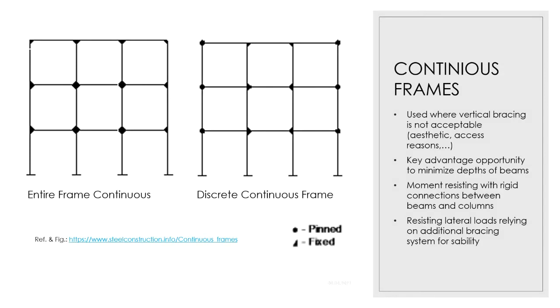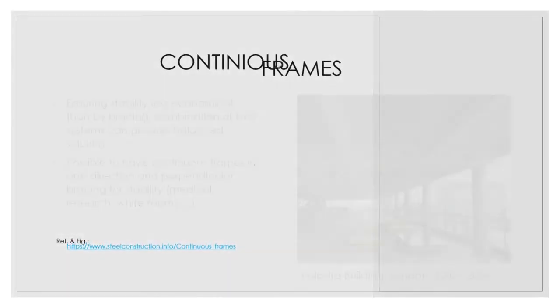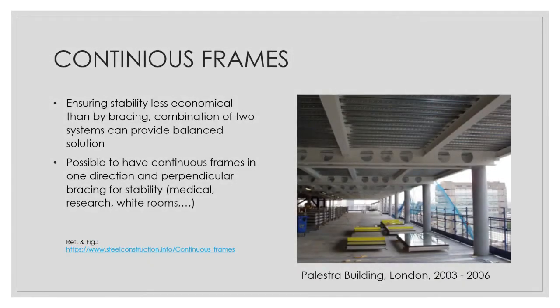Then we have the continuous frames, which are used where vertical bracing is not acceptable, for example, for aesthetical reasons or access reasons, etc. The key advantage here is that we have the opportunity to minimize depths of beams. Then we can ensure stability, less economical than by bracing with this method, because we have a combination of two systems that can provide a balanced solution.